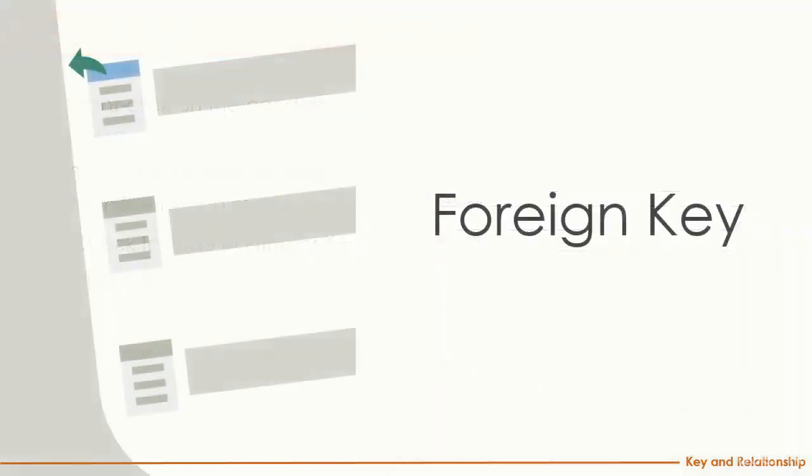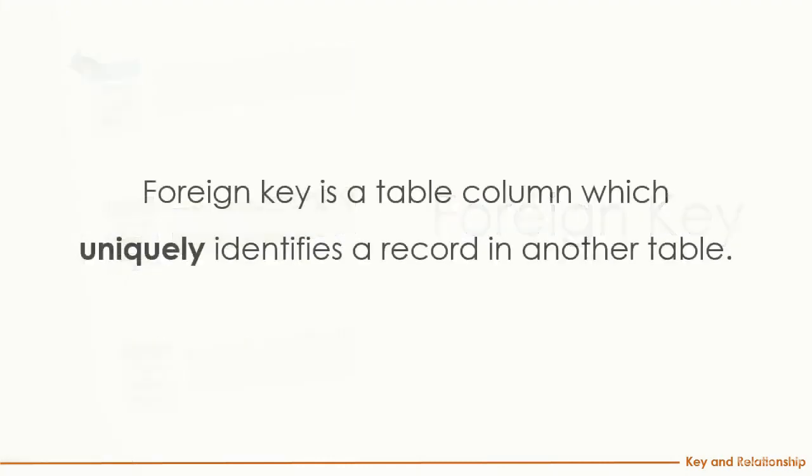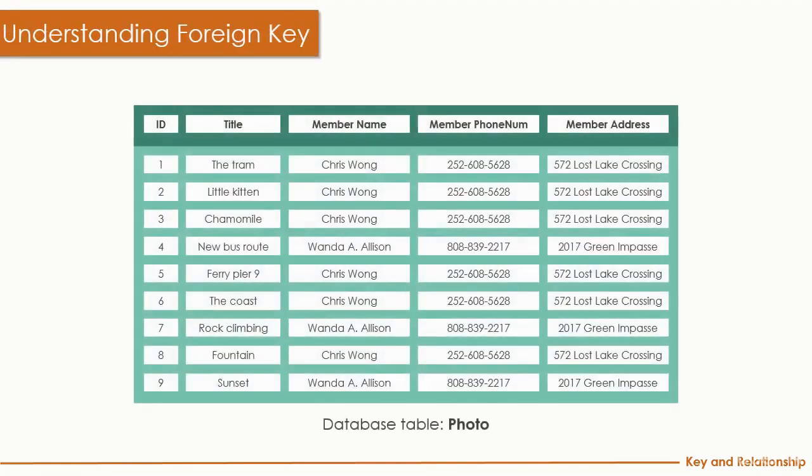After talking about the primary key, let's talk about the foreign key. Foreign key is a table column. Again, it's a table column, and it is used to identify a record in another table. Primary key is in our own table. And let's take a look at an example.